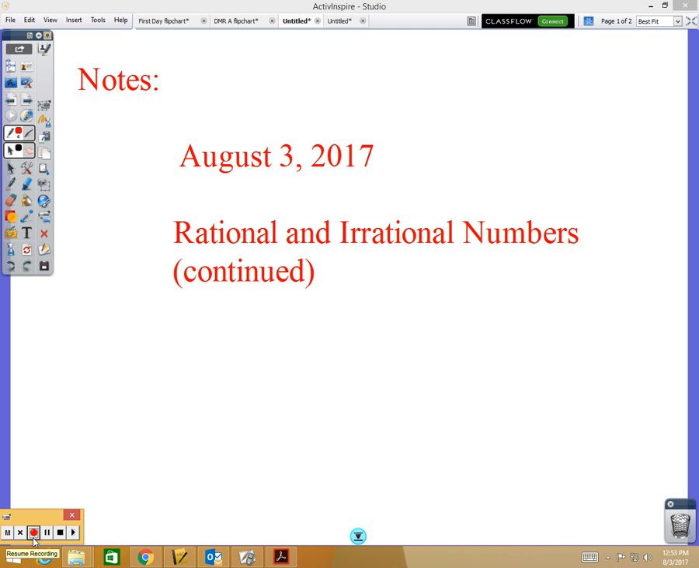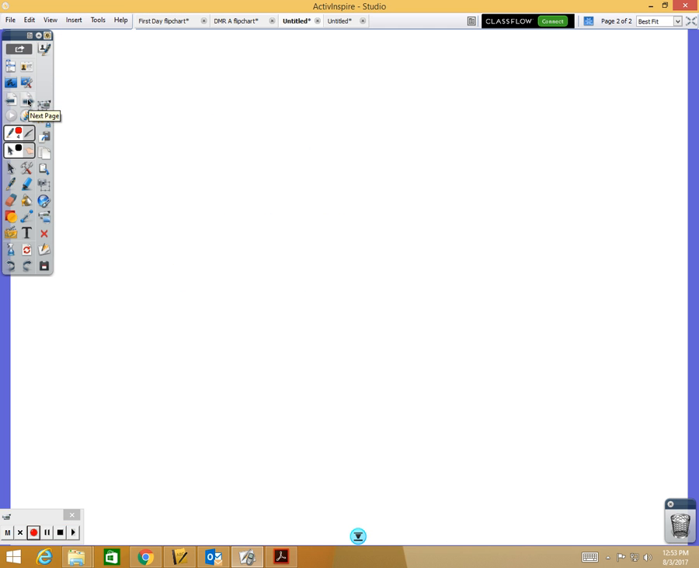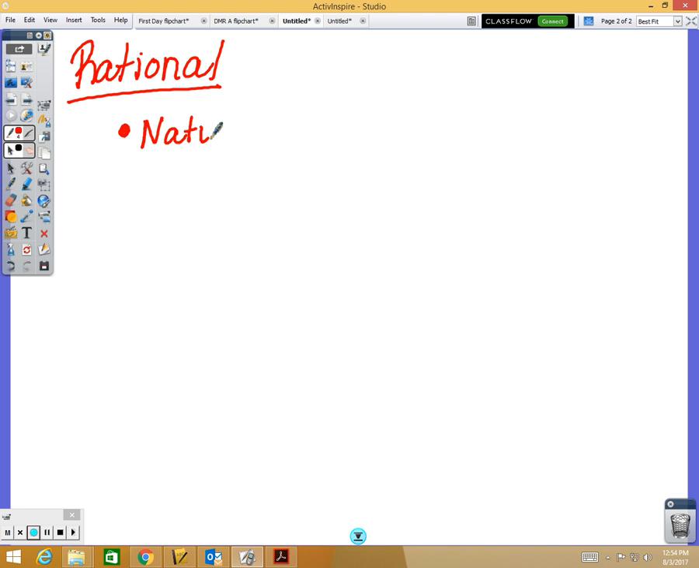All right, so rational and irrational numbers. First of all, I'm going to talk about what numbers would be considered rational. So the first thing that we said would be considered rational would be the natural numbers. Do you remember what I said the natural numbers were? Like what? 1, 2, 3, 4, 5. Numbers that you learned to count with. Okay?